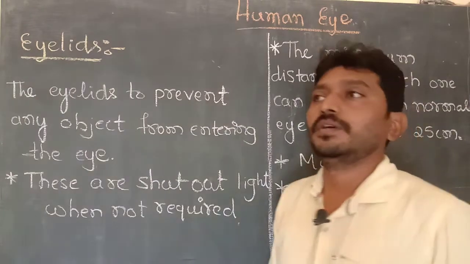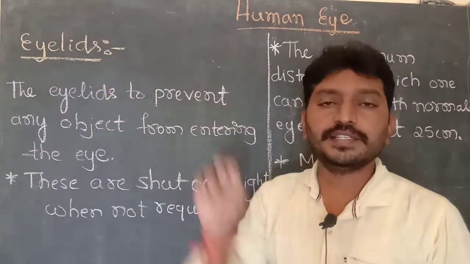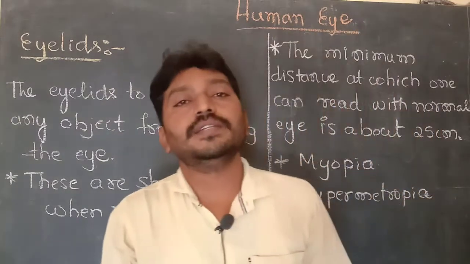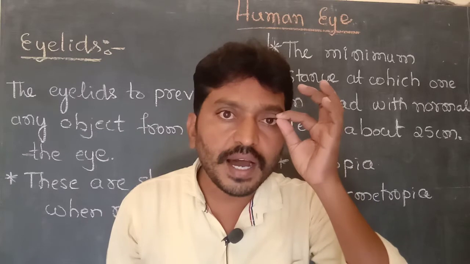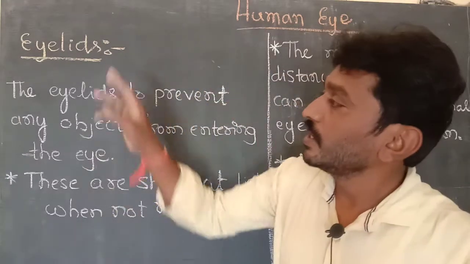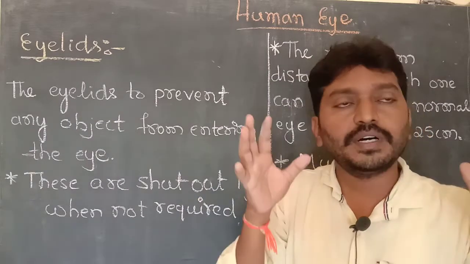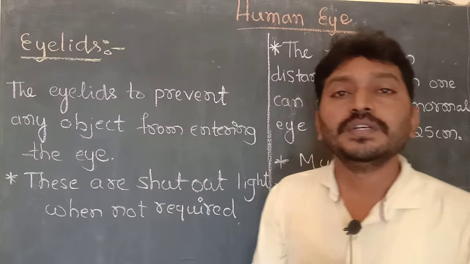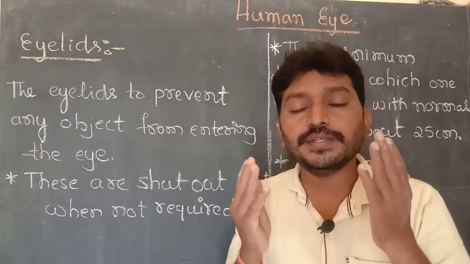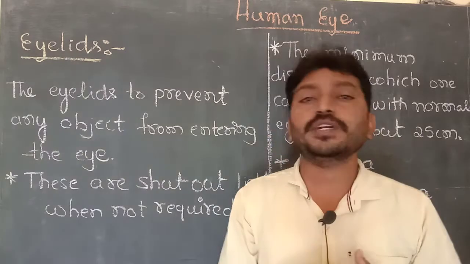Dear students, one more important concept, that is the eyelids. What do you call these? Eyelids. These are called eyelids. So actually the human eye has two eyelids. The eyelids are very important to us. Why? Because they protect our eyes. In what way do they protect our eyes?